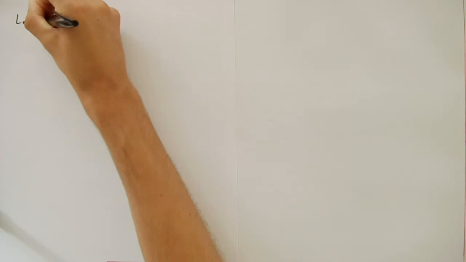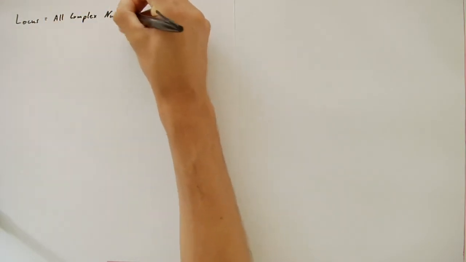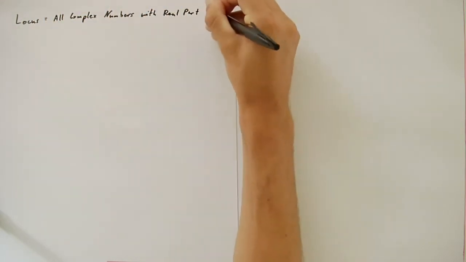Now, if you haven't heard of a locus before, it's basically just the graph of an equation. Don't worry, it's all just fancy terminology, you'll get used to it. Let's start off with a very simple equation. Say we want to sketch the locus of all the complex numbers that have a real part equal to 3.